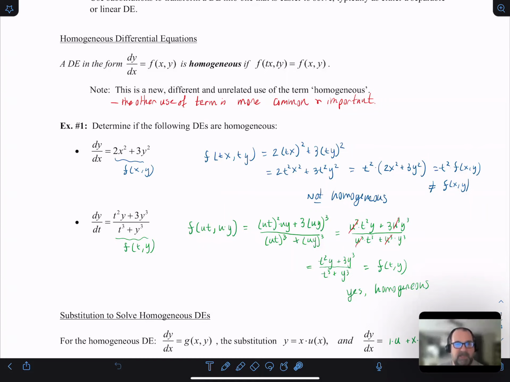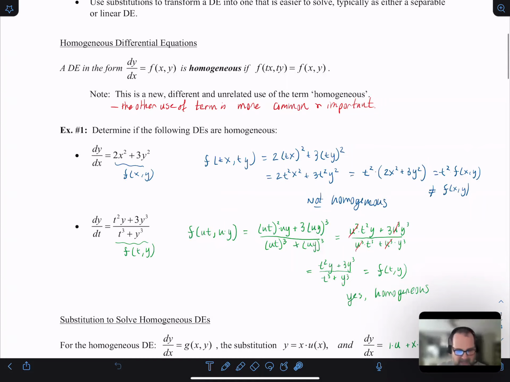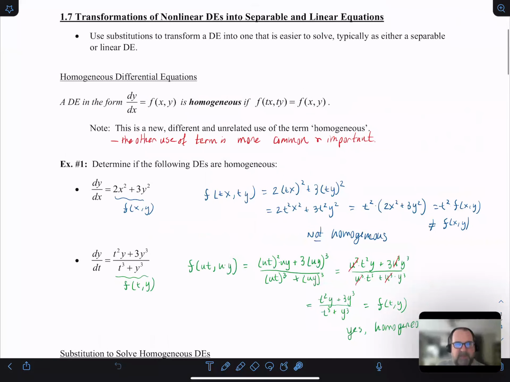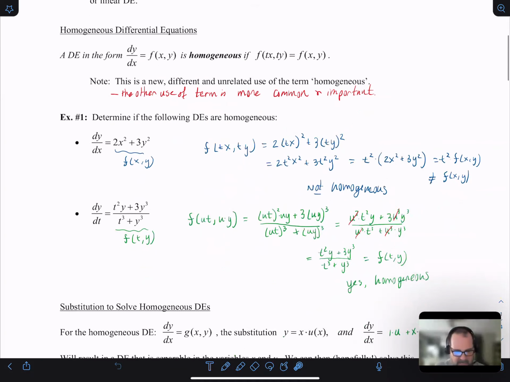In this section, we are looking at using special substitutions to solve certain types of DEs. There's a couple of classes of DEs that we can solve here. In this video assignment, we're really just going to look at the two classes and be able to identify them, and we will talk about the method in class together.